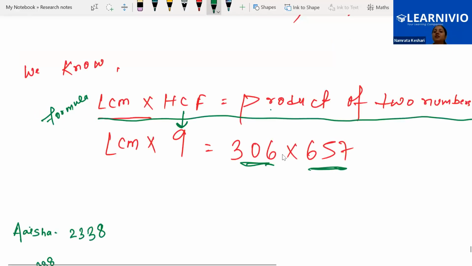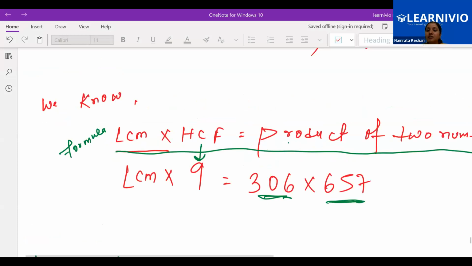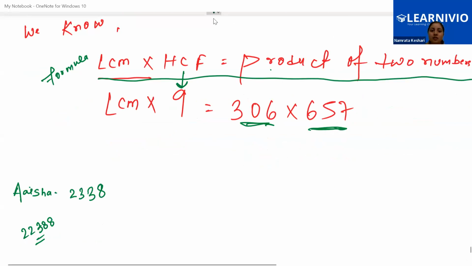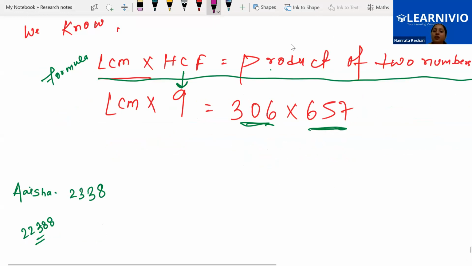I said to you, please don't do the multiplication on the right hand side directly. Yes, Aisha, you are also here. Ma'am, sorry, I was disconnected. No worries, Aisha. By mistake, I told you to remove the 2. So is it 2,338, Aisha? No, let's check. 22,338. Okay, fine. Let's check it over here, whatever you have got, whether that's what we are going to get or not.